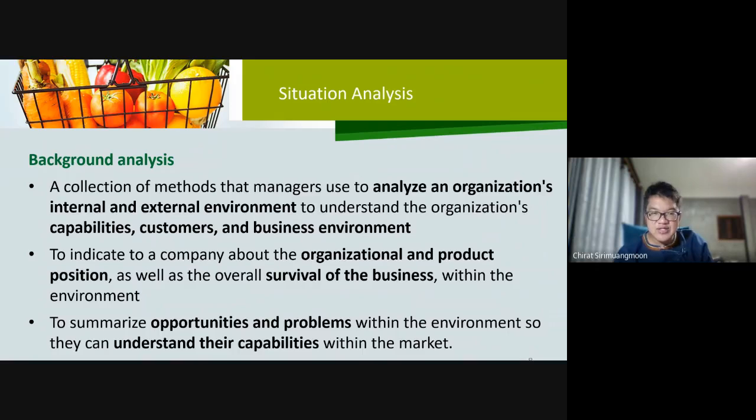Situation analysis starts with the background analysis. So you have to know yourself first. You need to collect data and analyze it from your organization or your company. You need to think about the internal and external environment surrounding the situation, because we need to know your capabilities or ability to run the business. Who are your customers? Who are your consumers? How about the business environment?